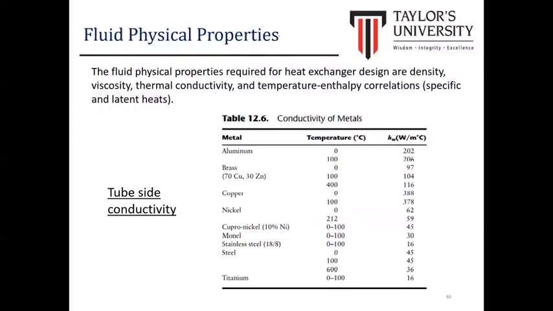Okay, for the fluid physical properties, these are required for heat exchanger design, such as density, viscosity, thermal conductivity, and also temperature enthalpy correlations. You may refer to the reference table that gives you the specific and latent heat, or delta H LV, for example. The table shows the conductivity of materials. For example, if we use aluminium, the conductivity is 202. This is basically for the tube side conductivity.